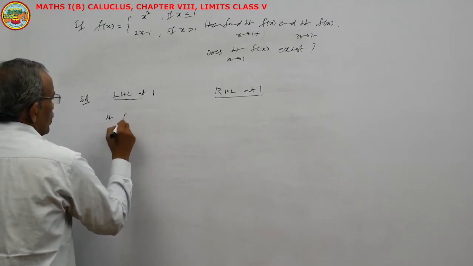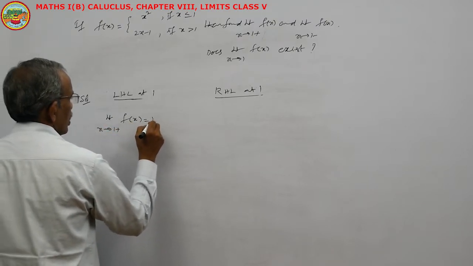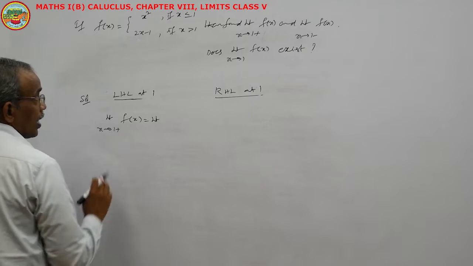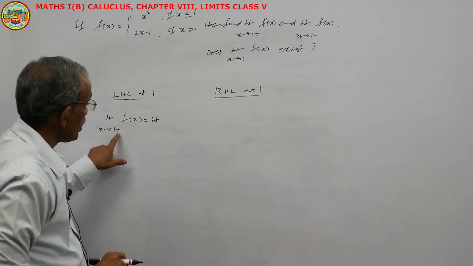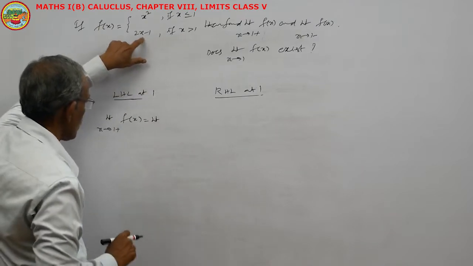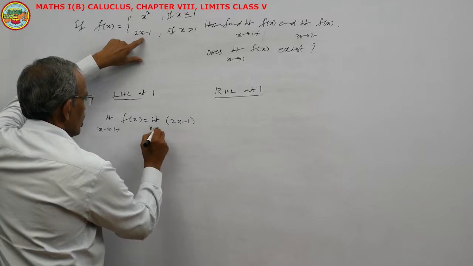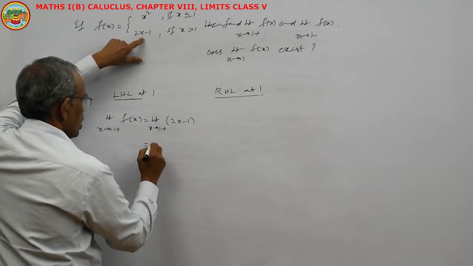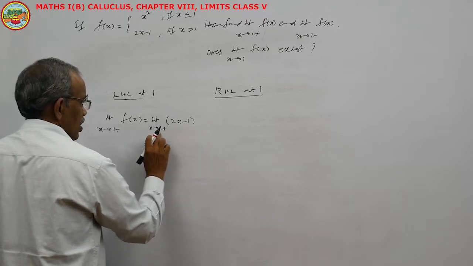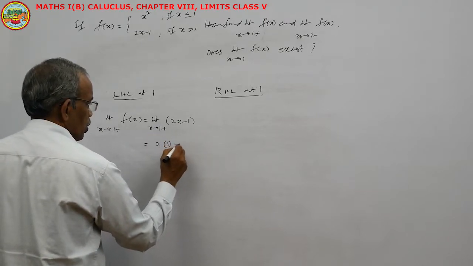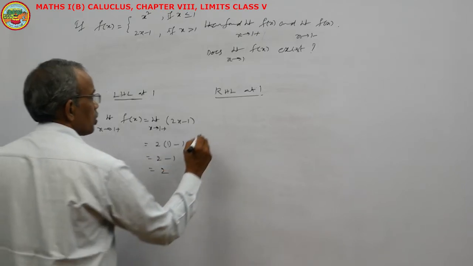That is, the limit of f of x as x tends to 1 plus. 1 plus means greater than 1, so we have to take 2x minus 1. The limit of 2x minus 1 as x tends to 1 plus is 2 into 1 minus 1, that is equal to 2 minus 1 is equal to 2.